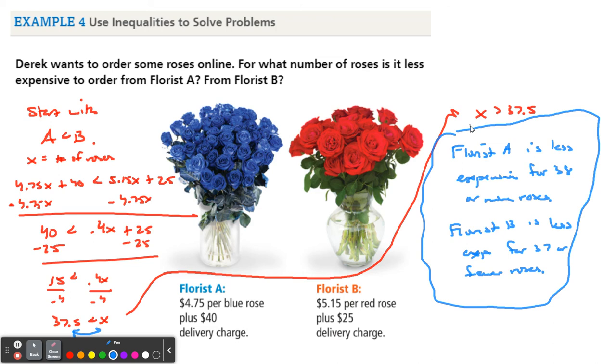Okay, cool. So again, if you look at florist A, their roses are 40 cents less, but their delivery charge is $15 more. So if you're going to buy a lot of roses, go with florist A. If you're going to buy a few roses, go with florist B, as the answer has shown you.